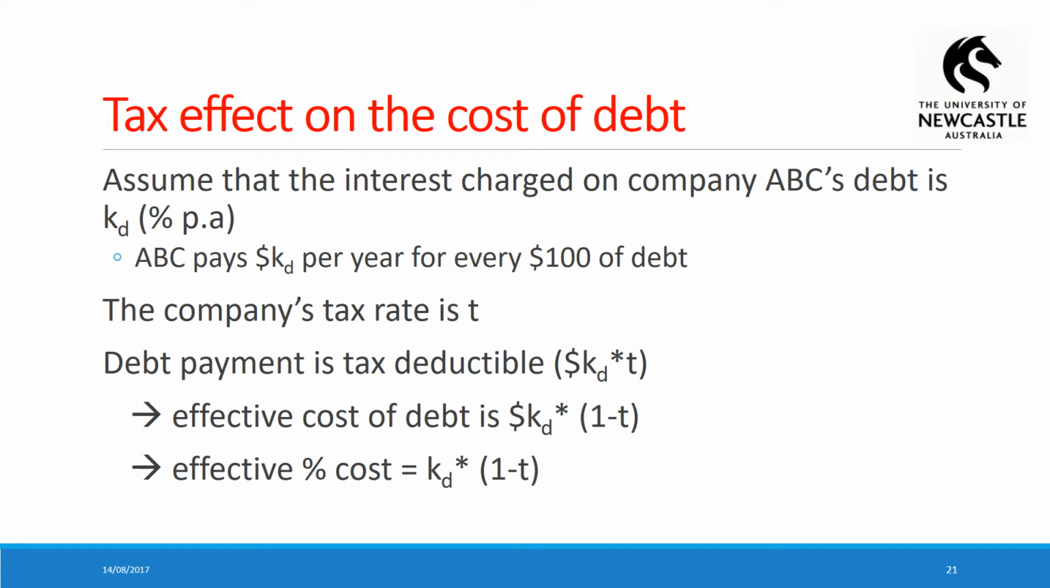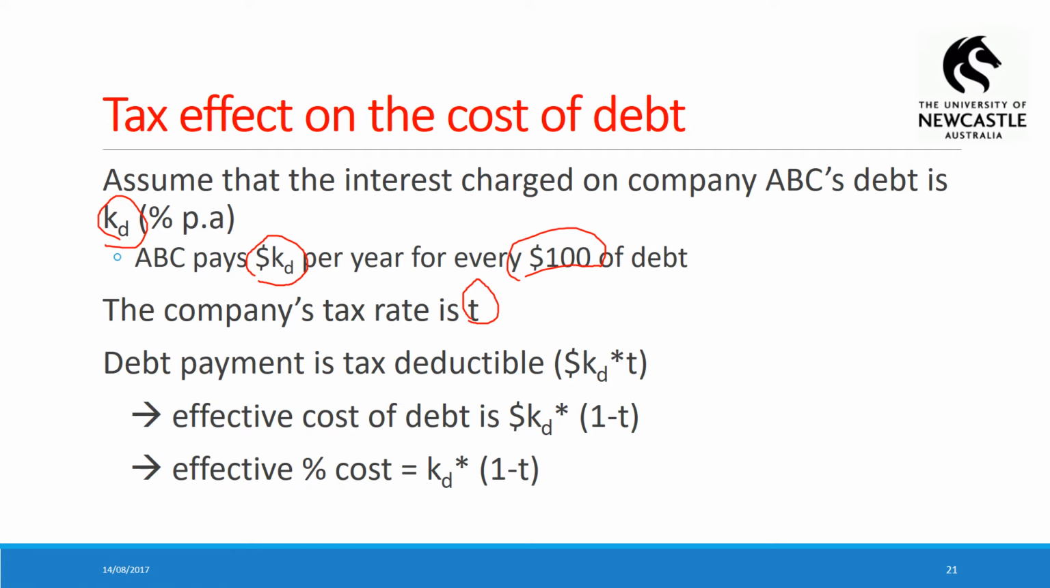So once we work out the effective tax rate of a firm, we can then work out the after-tax cost of debt, right? Here we have an example where the company pays KD% per annum in interest expenses. So for every $100 in debt, they pay KD dollars, yeah? The company tax rate is T.